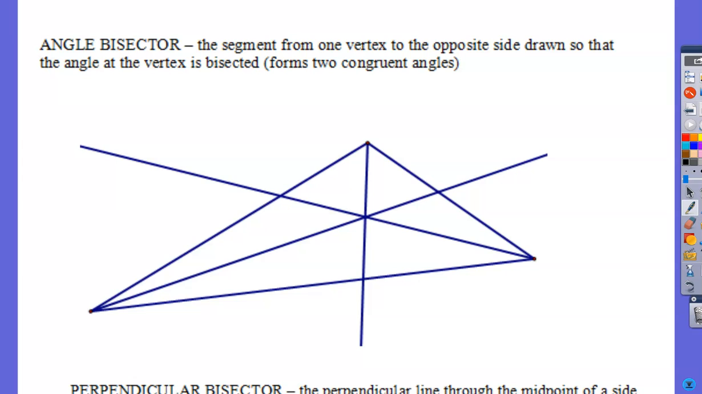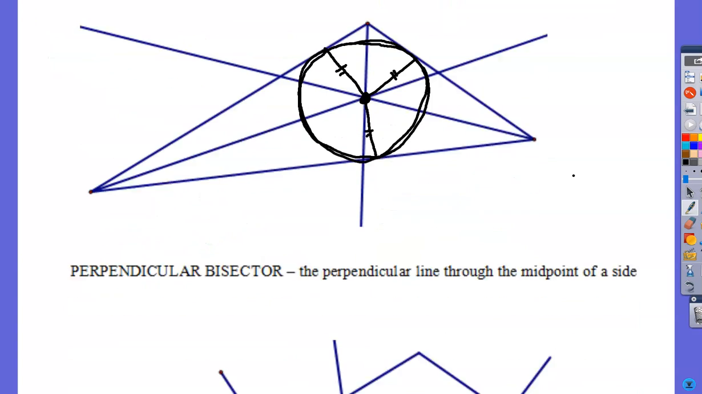Angle bisectors meet. And what happens is when you're on an angle bisector, you're equidistant to the sides. So if I went straight at the sides, that distance would be the same. And a lot of you probably learned about the inscribed circle, because it was the circle, that was the center that just touched each side.